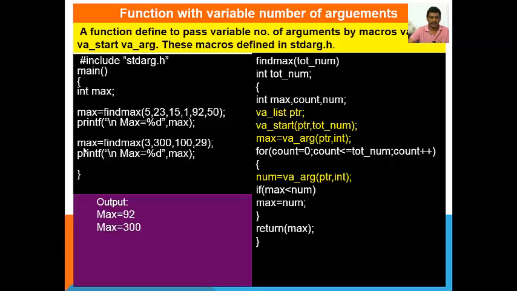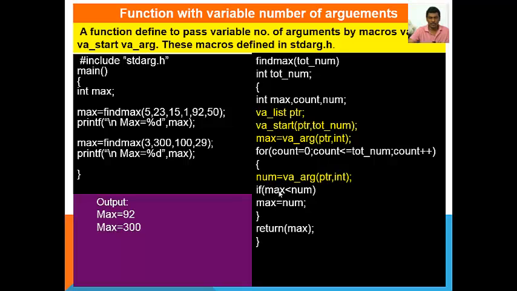Then the next statement, max equal to find_max. Again we call the same function, but with totally 4 arguments. That 3 is passed to totalnum. The value of totalnum is 3. So it creates a list, the list name is ptr. Then it starts that sequence, ptr comma totalnum, which is 3. Then va_arg ptr comma int. So first it gets 300. Then it is assigned to max. It rotates 2 times.